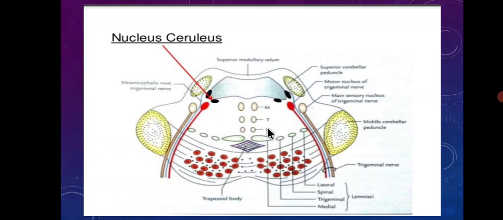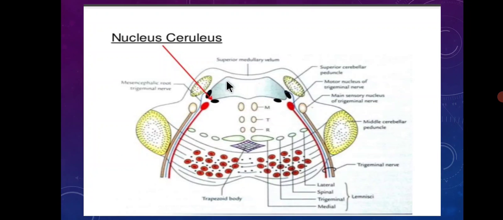Along with this gray matter, the abducent nerve, facial nerve, and vestibulocochlear nerves are absent at this level. Then the motor nucleus is situated dorsolateral, beneath the lateral part of the fourth ventricle.